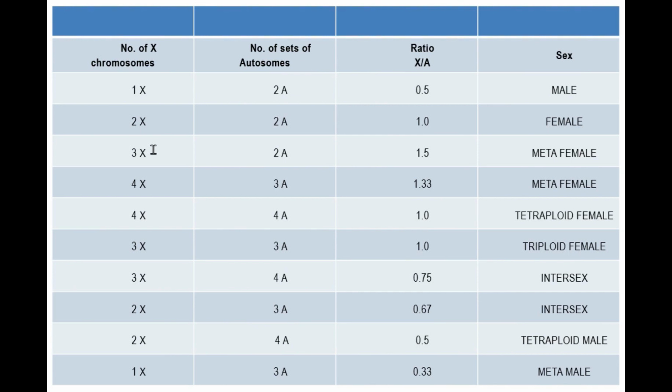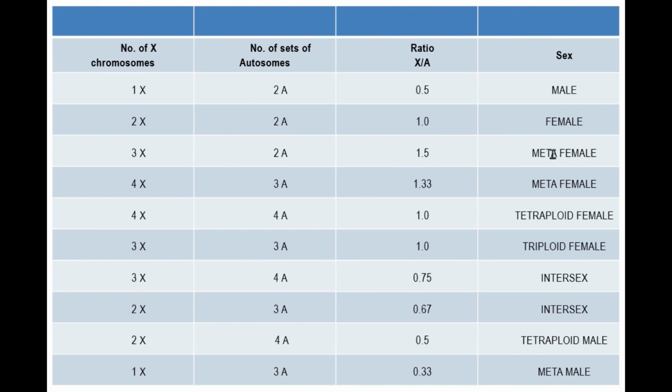Okay, so if there are 3 X chromosomes in the zygote and two sets of autosomes, then the proportion between these two, that is 3X divided by 2A, 3 divided by 2, leads to a strength of 1.5 genetic strength, and this genetic strength leads into the formation of a super female or meta female.